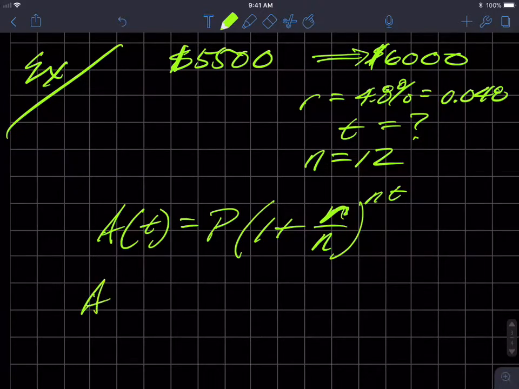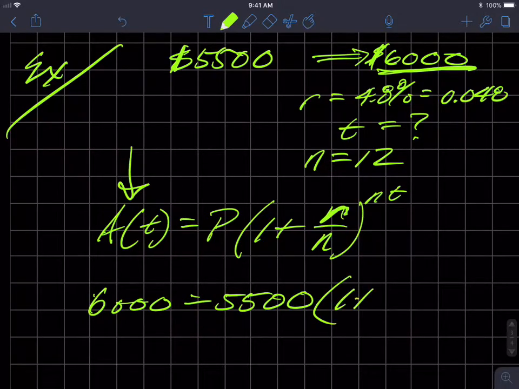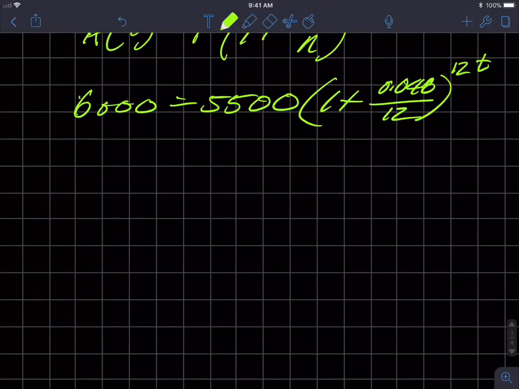So let's fill this in. And principal, how much money does she want to have at the end? She wants to have 6,000. So our final amount should be 6,000. That's going to be equal to the initial amount or principal times 1 plus the interest rate, 0.048, divided by the number of compounding periods, raised to the number of compounding periods times the number of years. And that's what we're trying to determine, number of years. So we end up having an equation with one unknown.